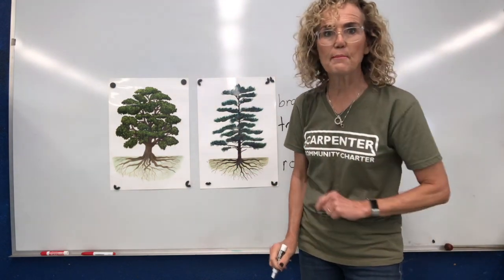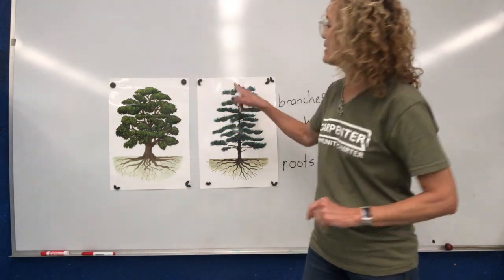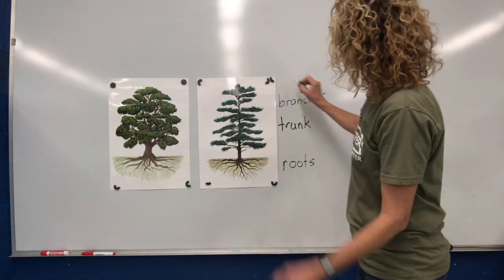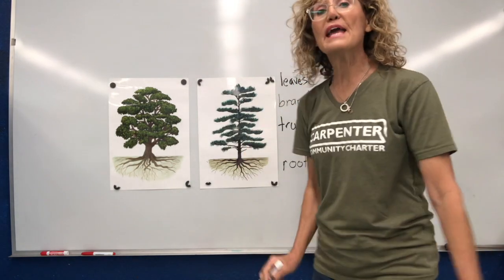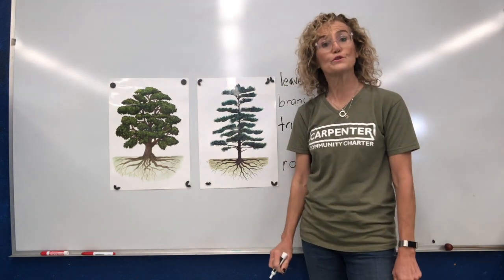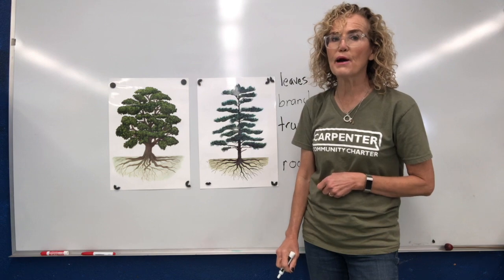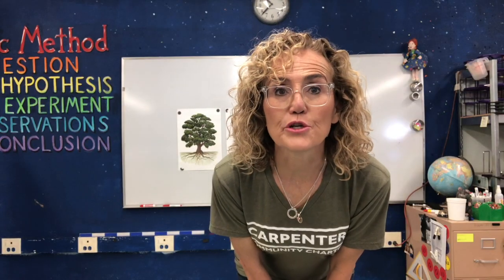Then there's something that's very important on the tree. It's these green things, and they are the leaves. You're right, it's the leaves. And the leaves make food for the tree. Do you remember that little song I taught you about the parts of the tree? Let's sing it together. I just want to remind you of the words.